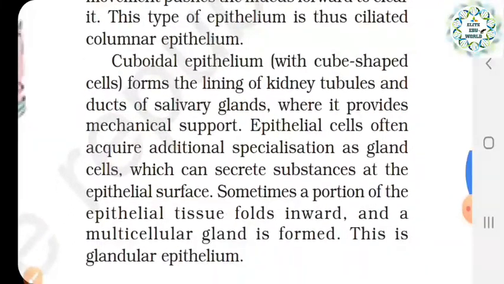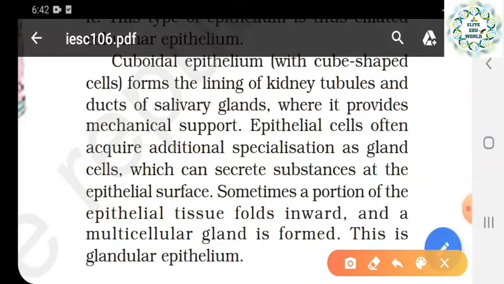Cuboidal epithelium, with cube-shaped cells, forms the lining of the kidney. The location of this tissue is the lining of the kidney tubules and the ducts of salivary glands. So it is present inside the kidneys and also in the ducts of salivary glands. Both have these cuboidal cells, where the epithelium provides mechanical support.